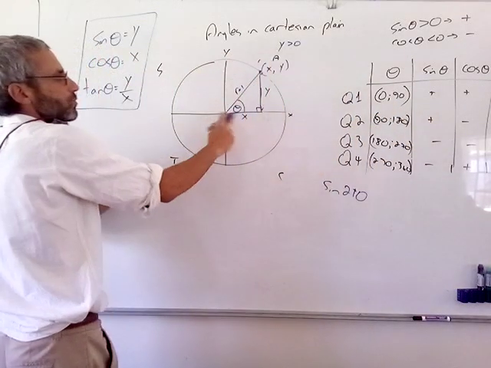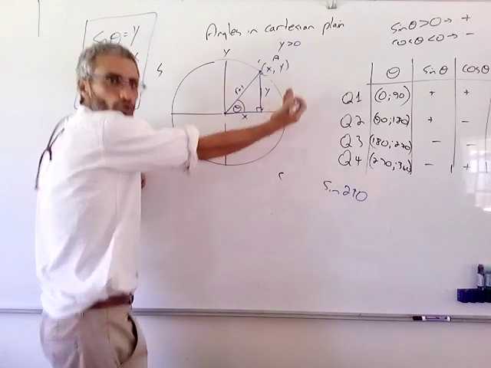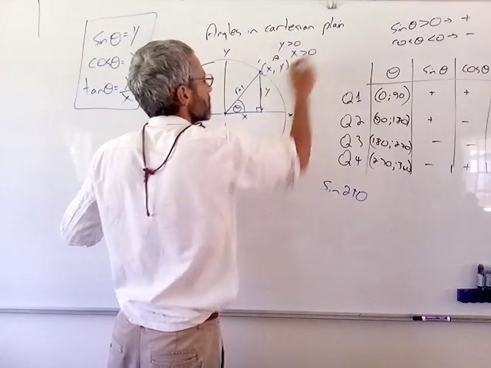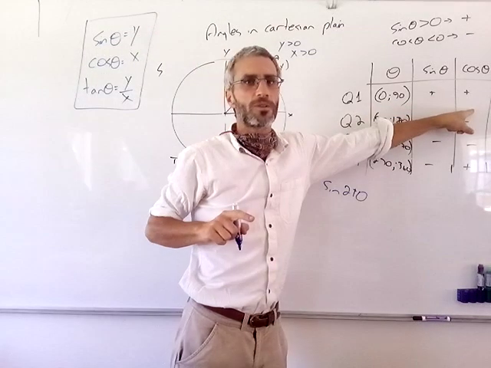What about the x? What is the x here? Positive or negative? Positive. It's positive because it's to the right. So x is also positive. So if x is positive, also the cosine is positive. As you can see, cosine is positive.